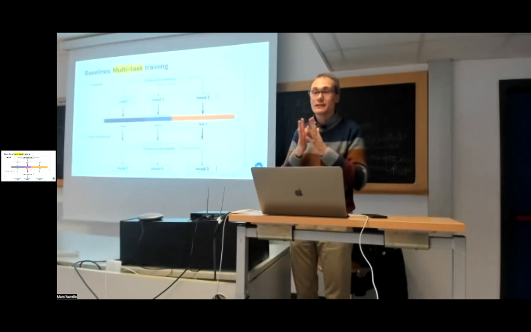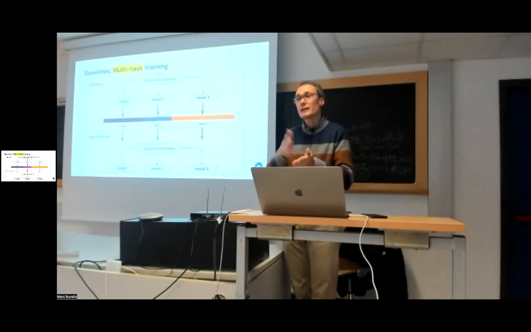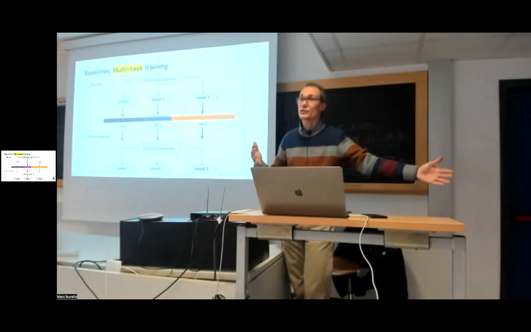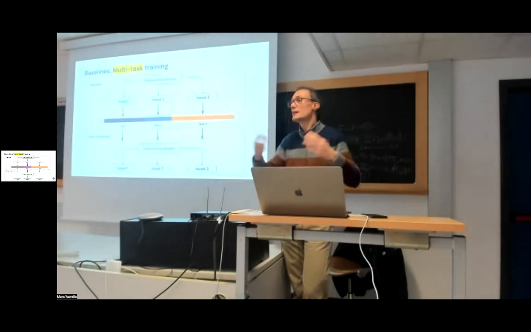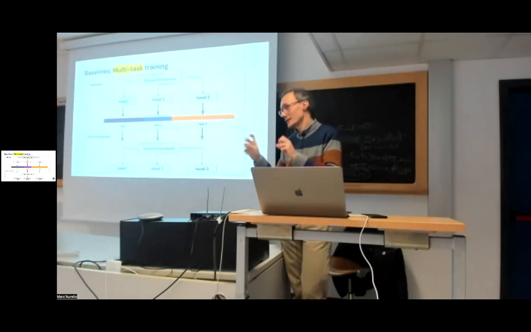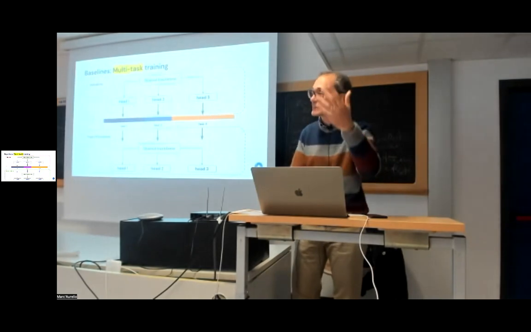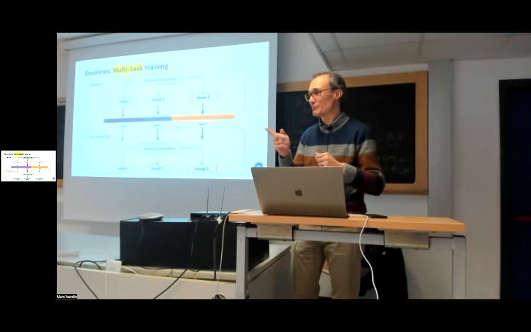The third baseline that I want to talk about is multitasking. In multitasking, every time that you see a new task, you train jointly on the data of all the tasks seen so far. So every time you add a new classification head, and you train on a weighted mix. The weight is going to be a hyperparameter of the learner. How many trials you make for that weight will be a hyperparameter of the meta learner, okay?